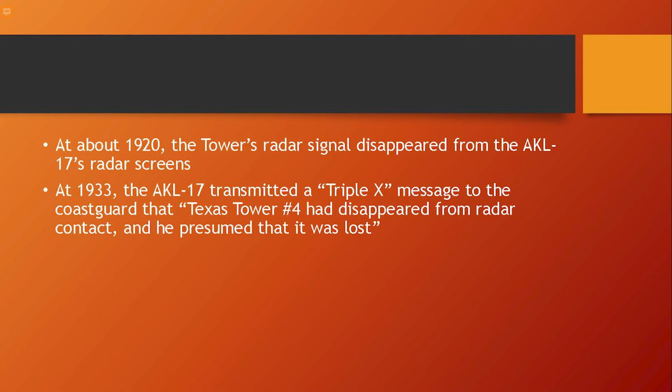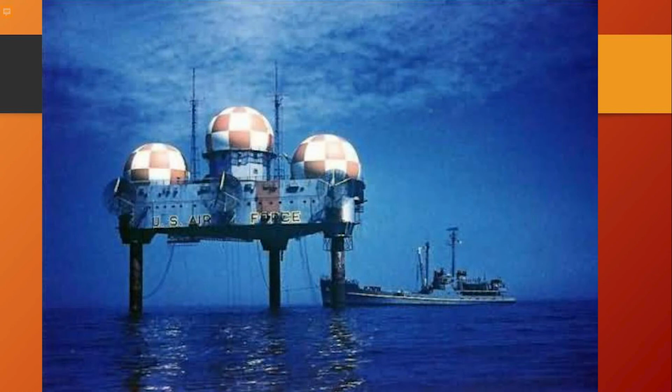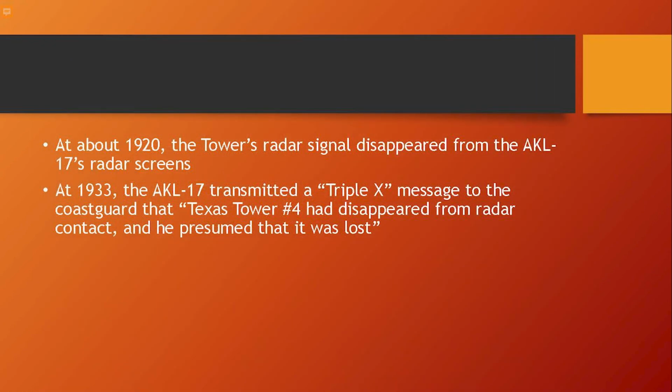He switched to another radar screen, but was still unable to locate the structure. He used the radio, as he had been in contact with Captain Phelan, but received no response. At 7:33, he transmitted a message to the Coast Guard that Texas Tower 4 had disappeared from radar contact and he presumed it was lost. Extensive search and rescue efforts recovered no survivors, but they did find one airman's body still in the radio room.